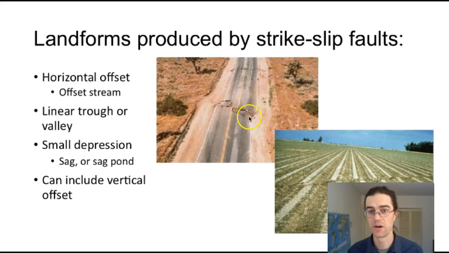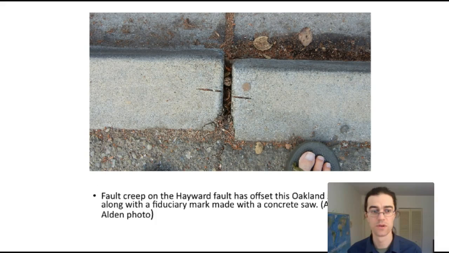So here you see how a highway has been offset, and then the fault lining running right through a farm field. Here's a picture of these bricks, which would have been laid down right in line with each other. This is the fault creep along the Hayward Fault, which has offset this Oakland street curb along with a fiduciary mark made with a concrete saw. It's by Andrew Alden photo.